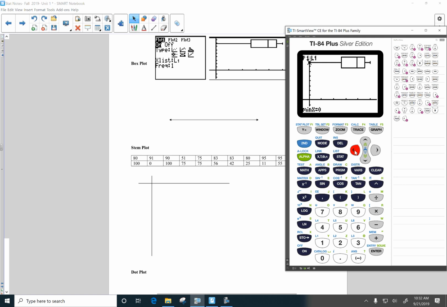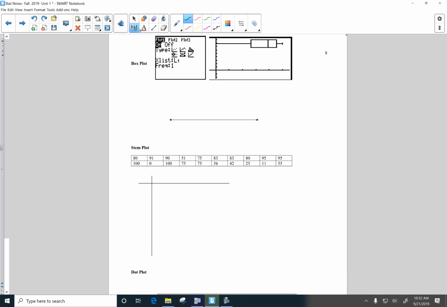The minimum is 0. I don't think you needed a calculator to tell you that, because the minimum is the smallest value in the data set. Right, you have to hit the left arrow.